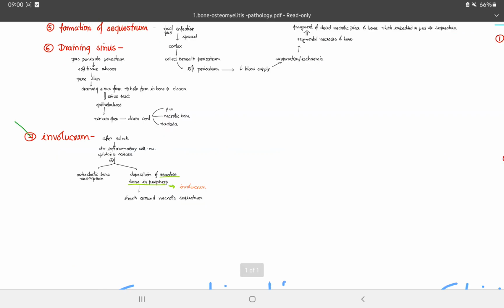Then the involucrum formation. After the first week, chronic inflammatory cells increase, and cytokine release also increases, which will stimulate osteoclastic bone resorption and deposition of reactive bone in the periphery, and it will form a sheath around the necrotic sequestrum, and it is called the involucrum.